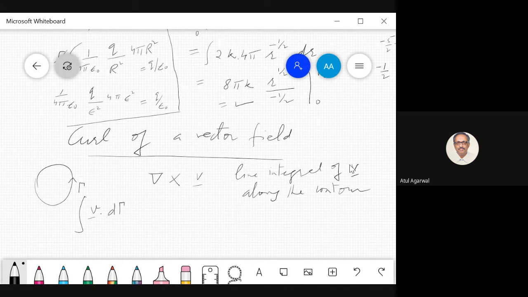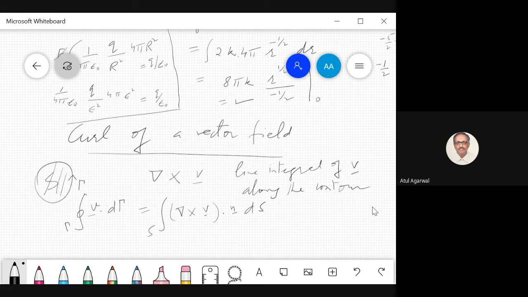So you have a closed contour. Then what is this equal to? It is equal to the curl of this vector v dot normal vector into dS. So dS is this area, so over this area S.